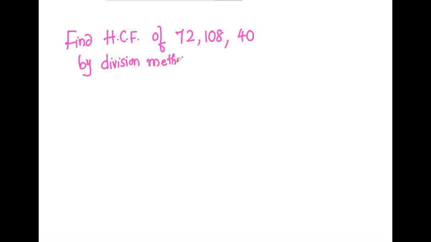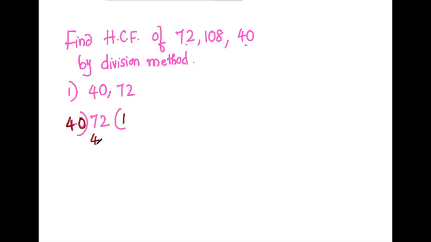So which numbers do we have to take first? You can take any two numbers, no problem. I will take 40 and 72. First of all, we shall find the HCF of 40 and 72. 72 is the dividend, 40 is the divisor.